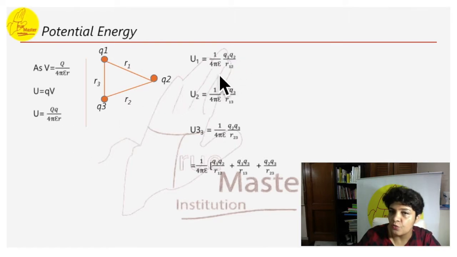So for U1, similarly the same formula for U2 is being applied, and similarly for the potential energy for charge 3, U3. So adding all these up by superposition, we can put them all together. This is the common element outside and the rest together.